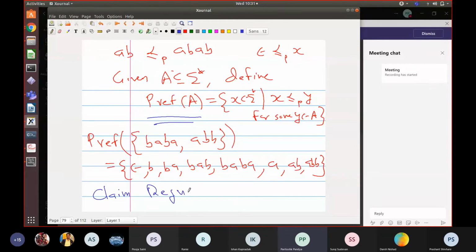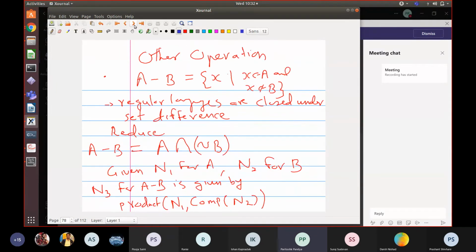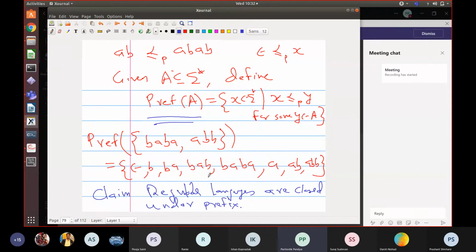Regular languages are closed under prefix, which means what? If you're given an NFA recognizing language A, then you can construct an NFA N2 which will recognize the prefix of that language. And don't do this by reduction to the existing operators; directly give an automaton construction for this.